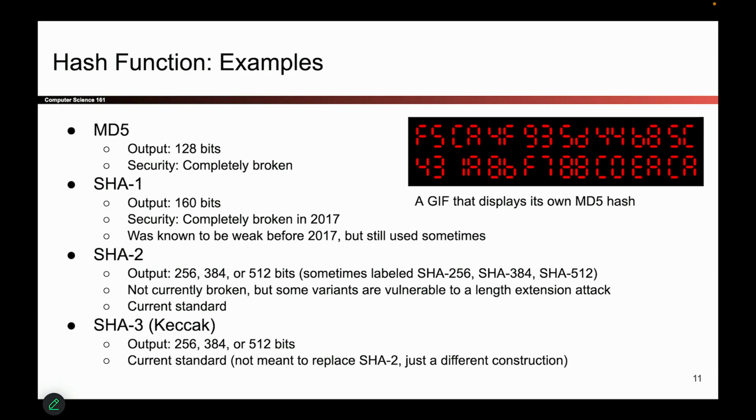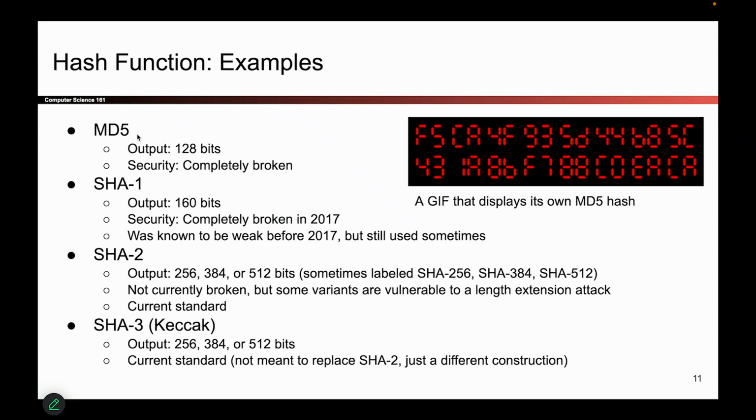Okay, here are some examples of hash functions. So these are the actual algorithms that you would use if you wanted to implement a hash function. And these are algorithms that attempted to provide one-wayness and collision resistance. Some of them succeeded, some of them failed.